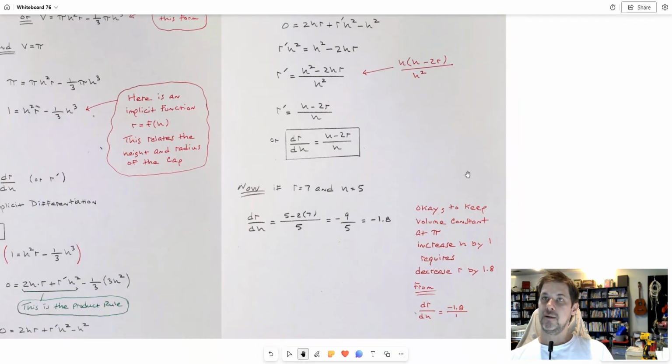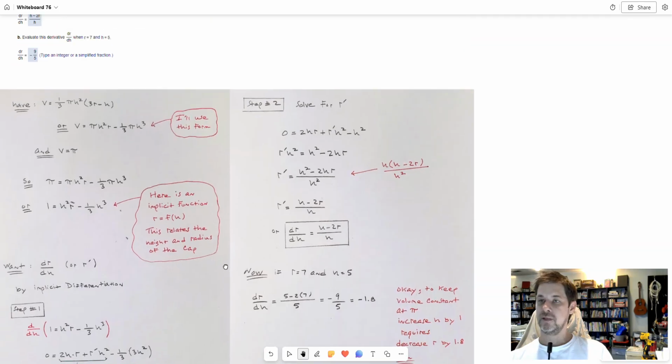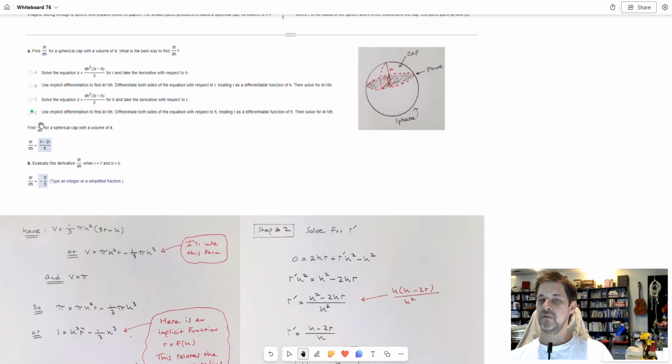Now, I want to ask you something. It's easy to plug numbers into formulas, but here's what I think is more important. Does it make sense that that derivative is negative? Before we even did this question, could you or should you have expected that the derivative be negative? Think about it like this. The derivative tells me how the radius and the height of this cap change together if the volume is fixed at pi. If the height got bigger, but the volume had to be kept the same, what would the radius have to do? It would have to get smaller.